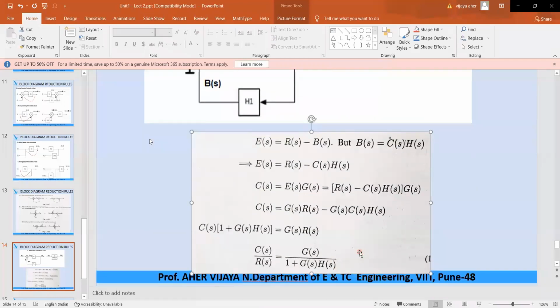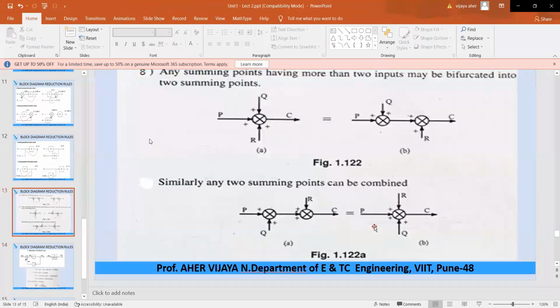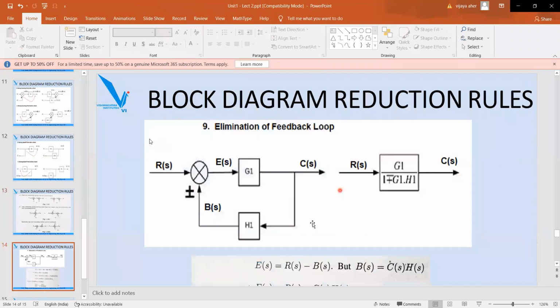So you can write two equations. First one is C(S) divided by R(S) is equal to G(S) divided by 1 plus G(S)H(S) for B(S) equal to minus B(S). And you can write one more equation, G(S) divided by 1 minus G(S) into H(S) for B(S) equal to plus B(S). And you can replace, by using block diagram reduction rule number 9, this feedback loop by one block only with this transfer function. So remember this. बघा इथे 3 block reduce झाले आपले. So this is how you can eliminate a feedback loop.